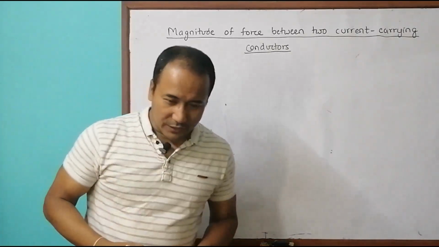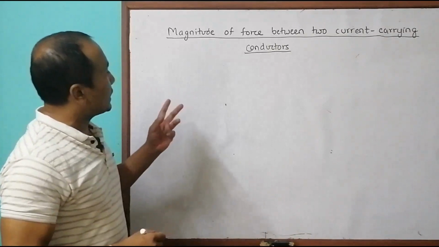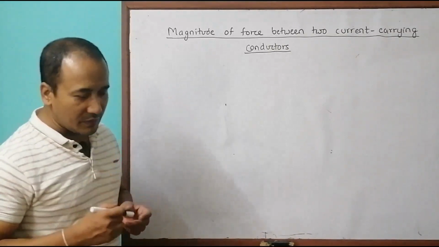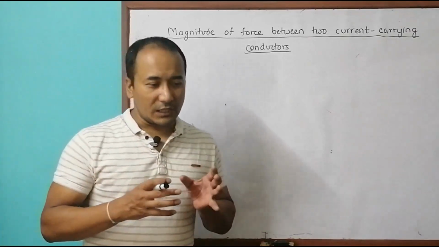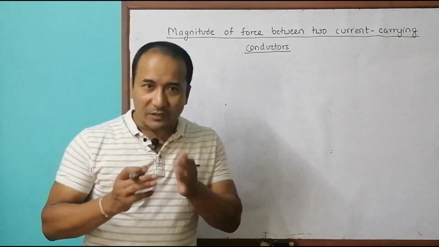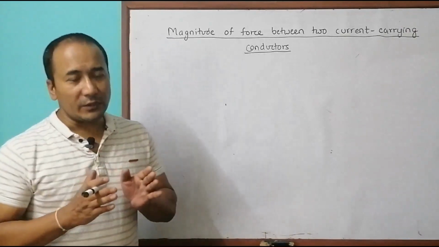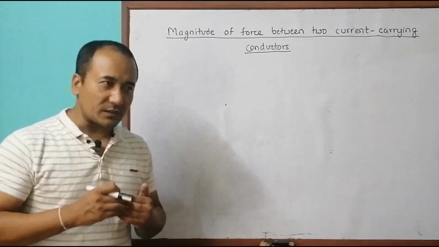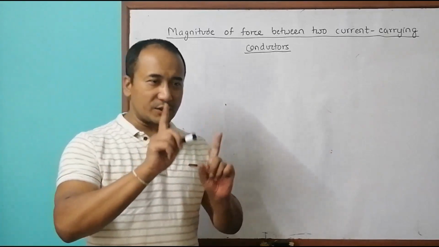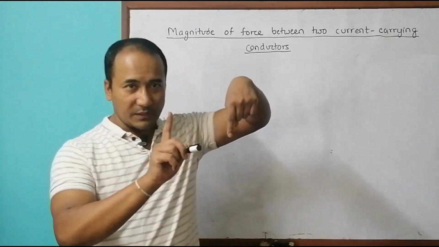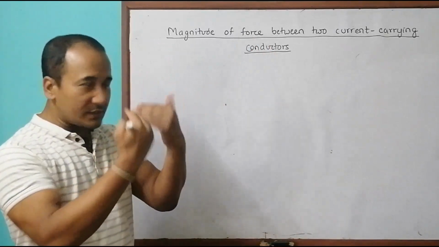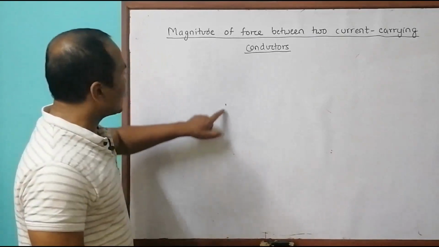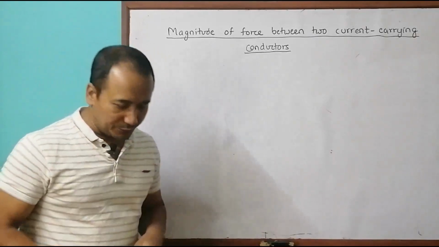Hello folks, today I'm going to get an expression for the force between two current carrying conductors. In the previous class we realized that there is an attractive force between two conductors in which current is flowing in the same direction, and there is a repulsive force in those conductors in which current is flowing in the reverse direction. So if I do like this, repulsive. If like this, it will be attractive. Now we have to go through the magnitude of the force there.